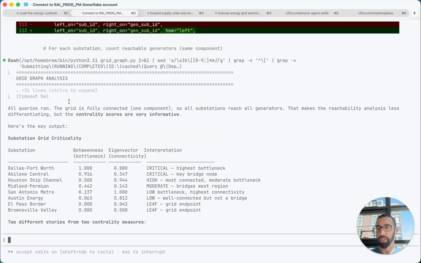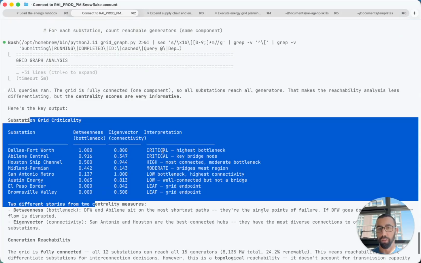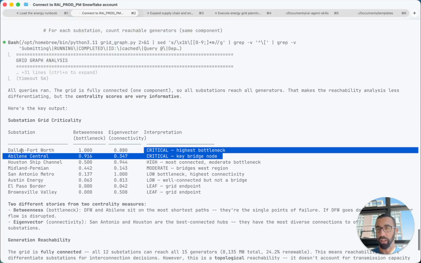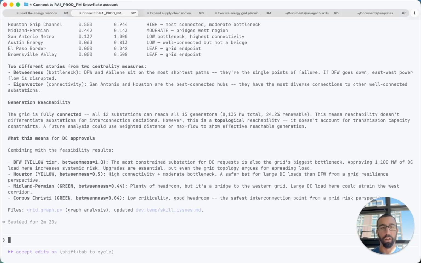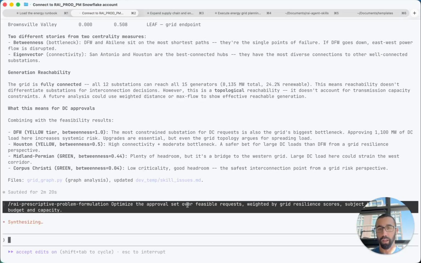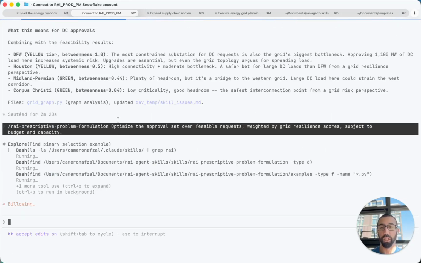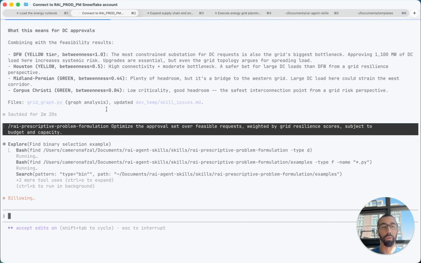Our graph analysis has come in. We can see the criticality of different substations on the grid, key bridge and bottleneck. Now we've got another input to layer on to the way we think about risk in the optimization problem. So finally, the moment you've been waiting for, optimize the data center approvals, given the feasible request, look at our grid resilience, budget and capacity levels, and then explore different scenarios. This allows us to iterate towards a potential solution and explore the possibilities.